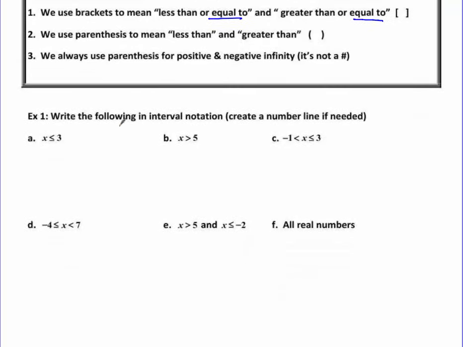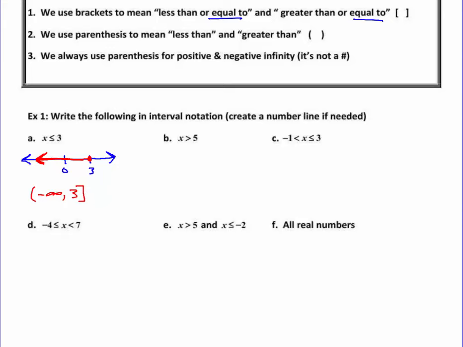So real quick examples, write the following in interval notation. Create a number line if needed. I'm going to create a number line for all of them just so you can see what it looks like. So it says right here that our x value is less than or equal to 3. So that means it's equal to 3 because that's what less than or equal to means. And it's going to be everything less than. So that is what's going on here. Now the interval notation, the way you would write that is from negative infinity to positive 3 bracket.